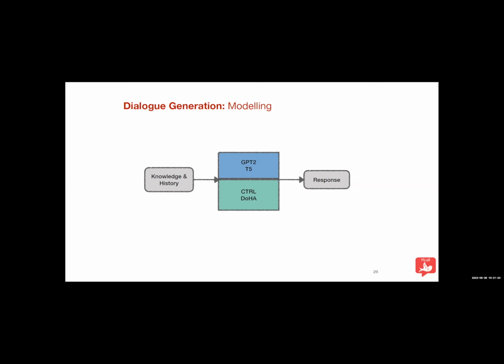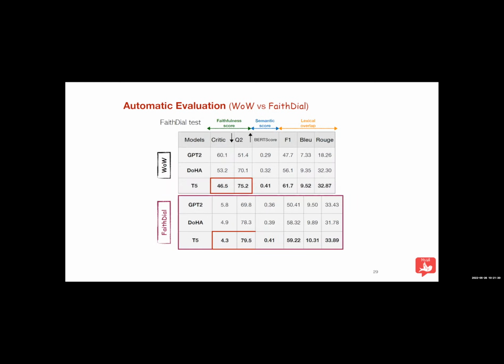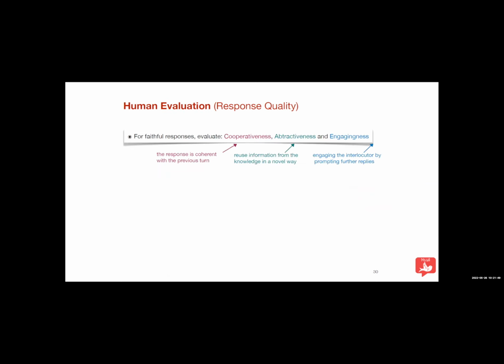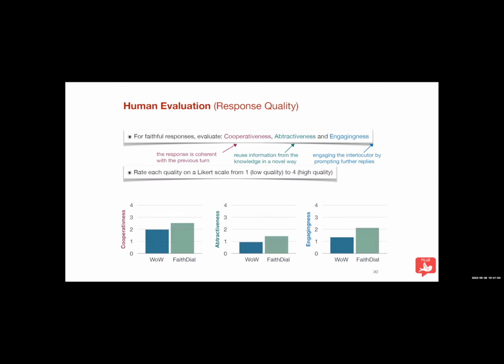Okay, so in terms of the modeling, what happens when you train on FaithDial? What we found is that models behave much less hallucinated. We see a 42% drop in hallucination, and there are other faithfulness metrics like Q2, based on question answering, and we see an increase in faithfulness of responses as well. And even in terms of human evaluation, we see that a model trained on FaithDial is much more cooperative, abstractive, and engaging. So the conversations are very natural, even though the persona here is a bot.